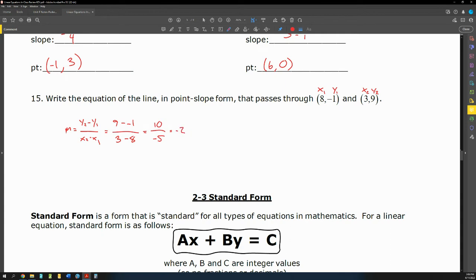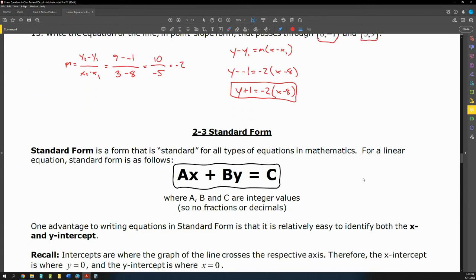There we go. So to write the equation, it doesn't matter which point you use. You can choose either point to plug into your formula. I'm going to choose the first point, x1, y1. So remember, our point slope form is y minus y1 equals m times the quantity x minus x1. So we have y minus -1 equals our slope, -2, times x minus x1, which is 8. And we can simplify: y plus 1 equals -2 times the quantity x minus 8. And that's our final answer. Yes, you could have also plugged in 3, 9 and gotten the equation y minus 9 equals -2 times x minus 3.